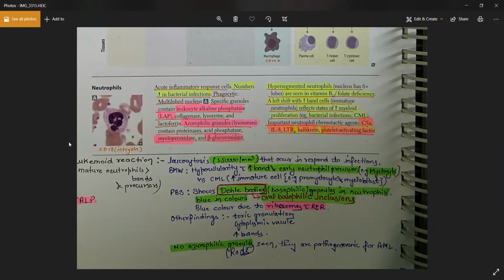And you also need to check for the alkaline phosphatase level, right? If the alkaline phosphatase levels are rising, that means the neutrophils which you are seeing in the PBS are functional neutrophils. They are functioning, right? If the alkaline phosphatase levels are normal or low, that means the neutrophils which you are seeing in the PBS are not functioning. And when they are not functioning and they're dividing, that means it is a cancer, it is a leukemia. These are the signs.